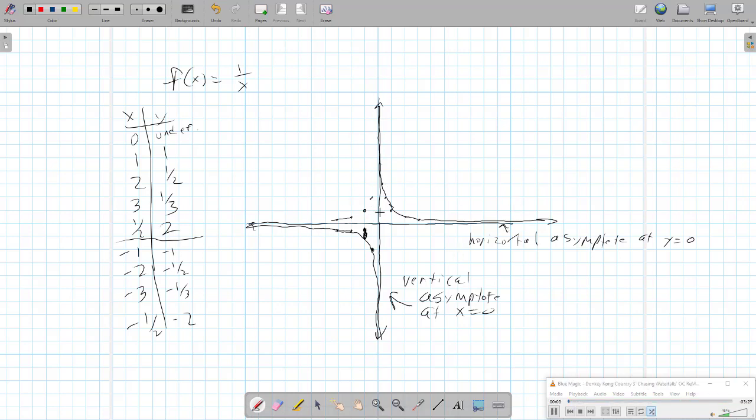An asymptote is just a line your graph approaches as it goes to infinity. So a horizontal line is a possibility. A vertical line is a possibility. We'll also see later you can even have slanted lines that your graph might approach too.